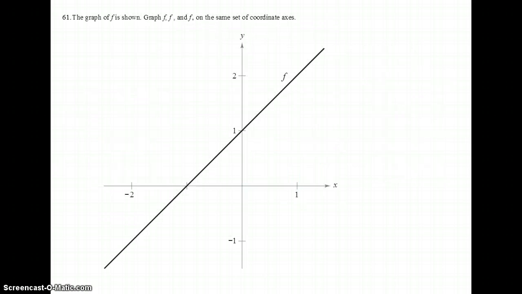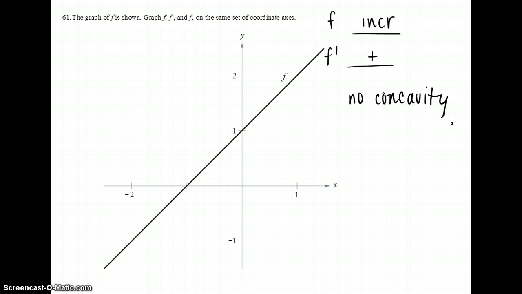Okay, so for this one, the function here is strictly increasing. So what does that tell us about the derivative? The derivative is always positive. If we talk about concavity, there's no concavity of this function. Again, concavity in its simplest form would look like parabolas. Well, this graph obviously is an oblique line. So what does that tell us about the second derivative? The second derivative will just be 0.